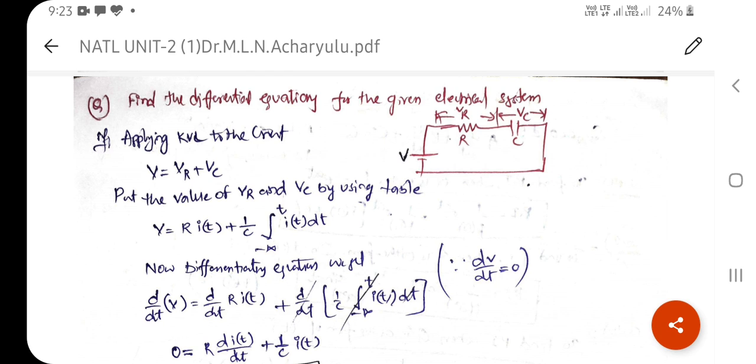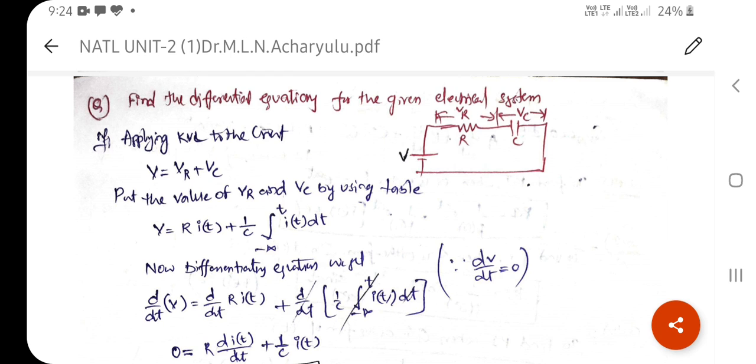So from that, in a closed circuit we apply Kirchhoff's voltage law. Whatever voltage V is applied is equivalent to the sum of the drops across the resistance and the capacitor. Therefore V is equal to VR plus VC, as shown in the equation. Put in the values of VR and VC. The voltage across the resistance is IR, but it relates to time, so therefore I of t into R.